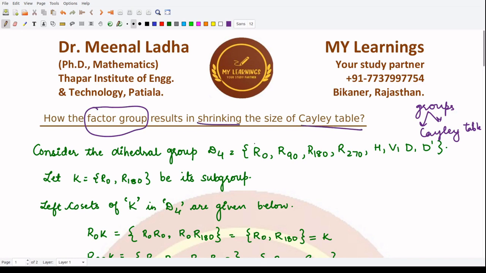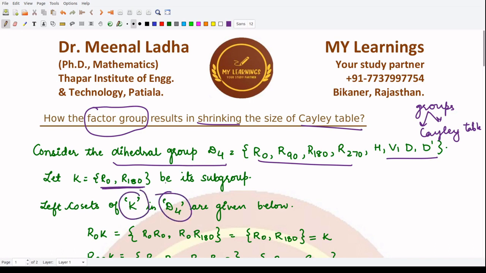How is this possible? For that, let's take a finite group. Let us take the dihedral group D4, which is our favorite. It contains 8 elements, as you know, 4 rotations and 4 reflections. Now if you take a subgroup K of the 8, which contains only the identity and the rotation by 180 degrees, then we can construct the cosets of K within D4, right?